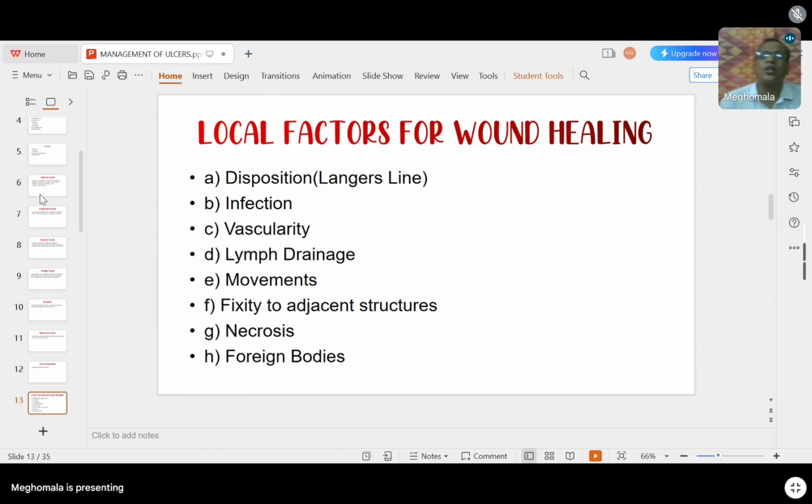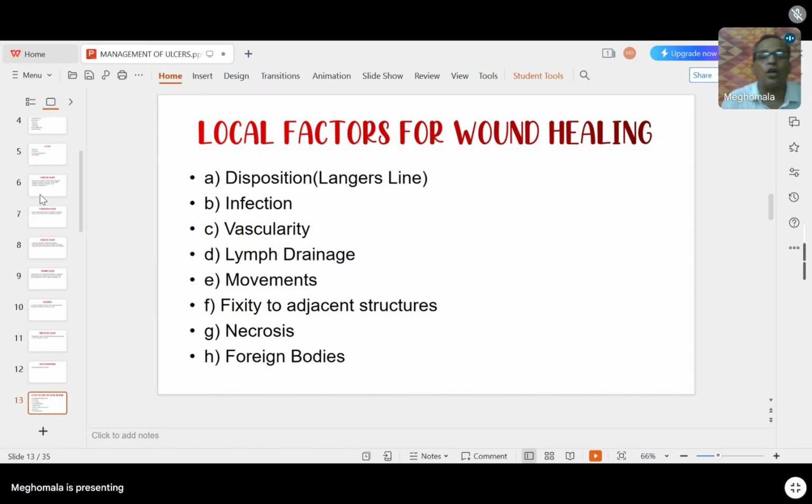Then necrosis. Necrosis means almost death. As there is necrosis, it will not heal. And the next one is foreign bodies. Foreign bodies are very, very important. If you put two hairs on a healthy wound and do dressing, the two small hairs will not allow the wound to heal properly.